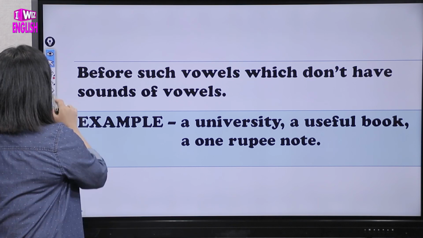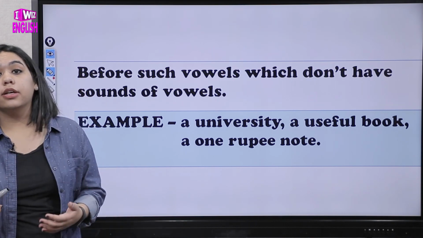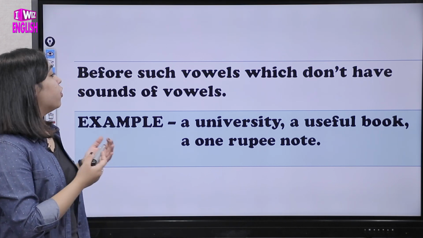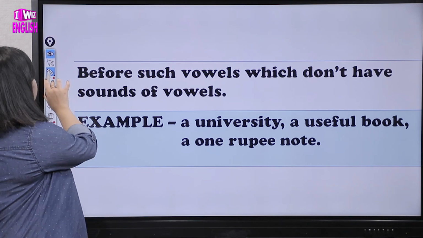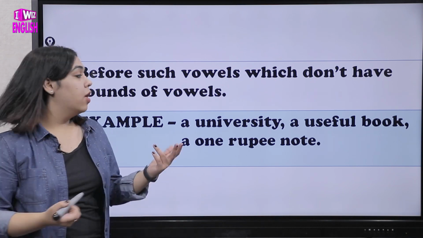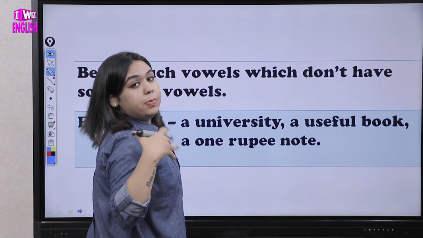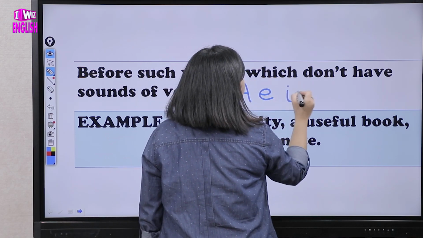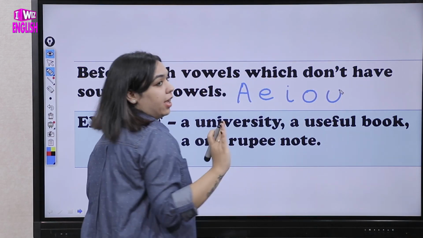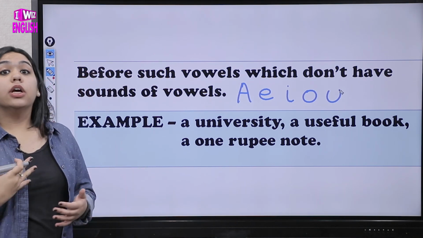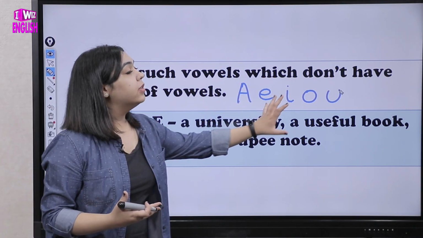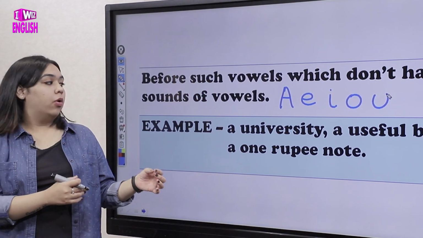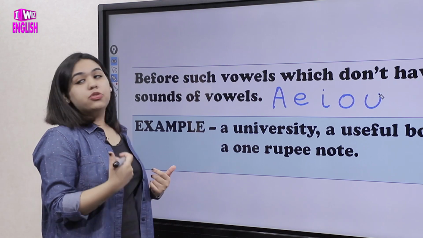We'll read about more uses of the article a. Now, article a is used before such vowels which do not have the sound of a vowel. There are some words which begin with vowels. Repeat after me, what are the vowels? They are a, e, i, o, u. These are the 5 vowels. Now you will come across words which start with these vowels, but we don't use an with them. Let's read one by one.